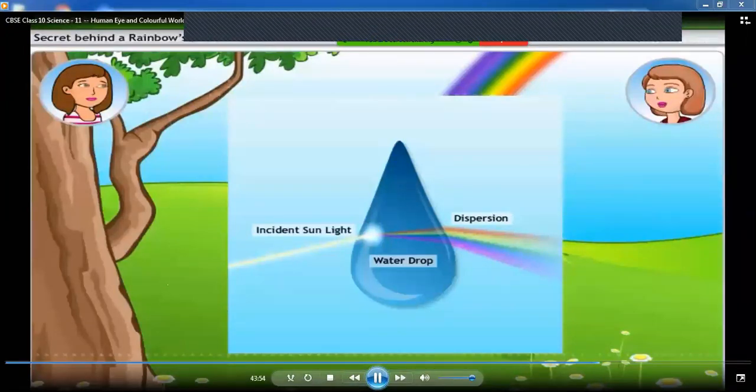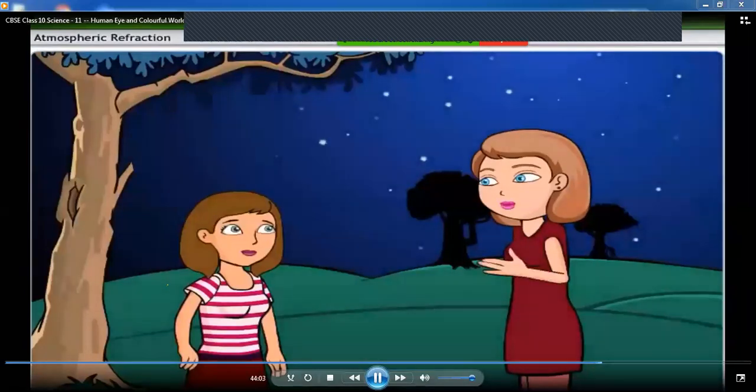Thus, you can explain the formation of a rainbow through the concept of the dispersion of light. The refraction of light leads to a number of other phenomena that you see daily. Remember the rhyme about the twinkling stars from your childhood?